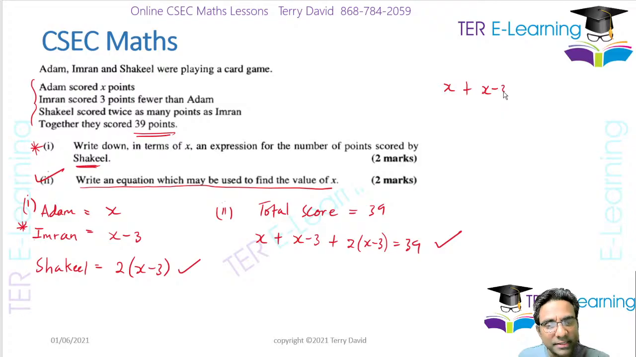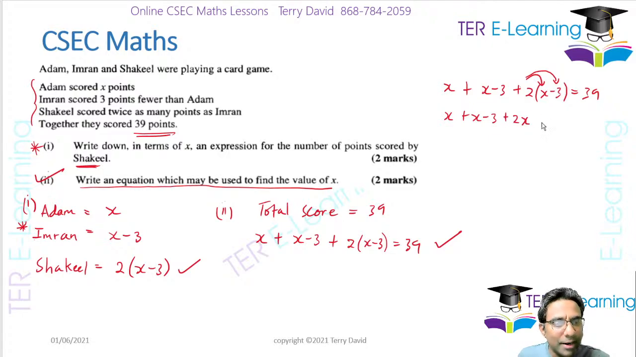So it's x plus x minus 3 plus 2 open brackets x minus 3 is equal to 39, right? Because you could be asked to solve on a question like this. So I'm going to remove these brackets here. I'm going to say 2 by x and then 2 multiplied by minus 3. So this is going to be plus 2x, and 2 by minus 3 is minus 6, is equal to 39.